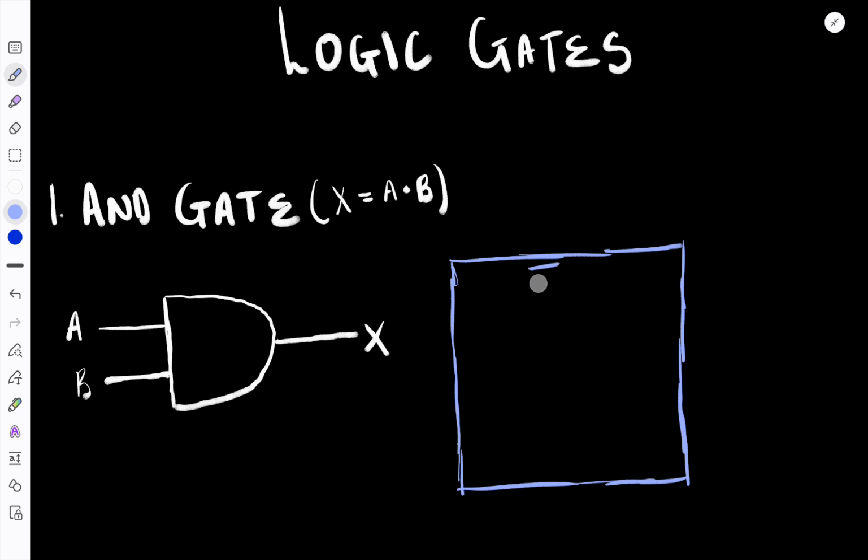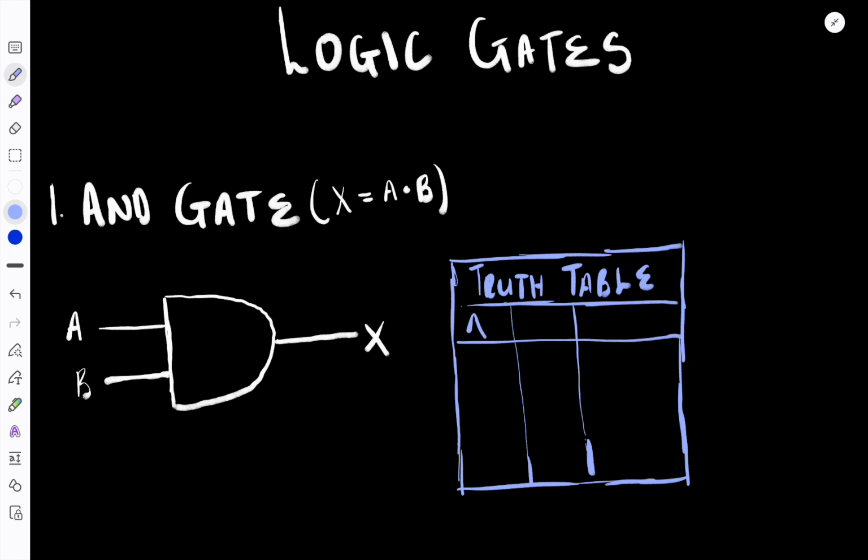So here is our truth table. What is our truth table going to have? It is going to have input A, input B, and then the output X. That is the truth table. So here it is. What are we going to do now?